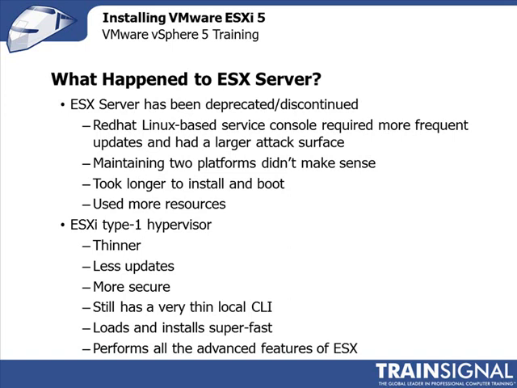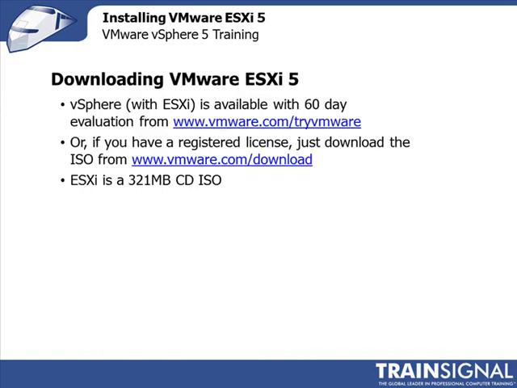With ESXi, it is a Type 1 hypervisor just like ESX server was. It's much thinner, it requires fewer updates, it's more secure, it still has a very thin local CLI, it installs and loads super fast, something you'll see in this lesson, and you can still perform all the same advanced features that you could do in ESX on ESXi server. Now that we've covered the installation requirements for ESXi, we're ready to get started downloading it and installing it.